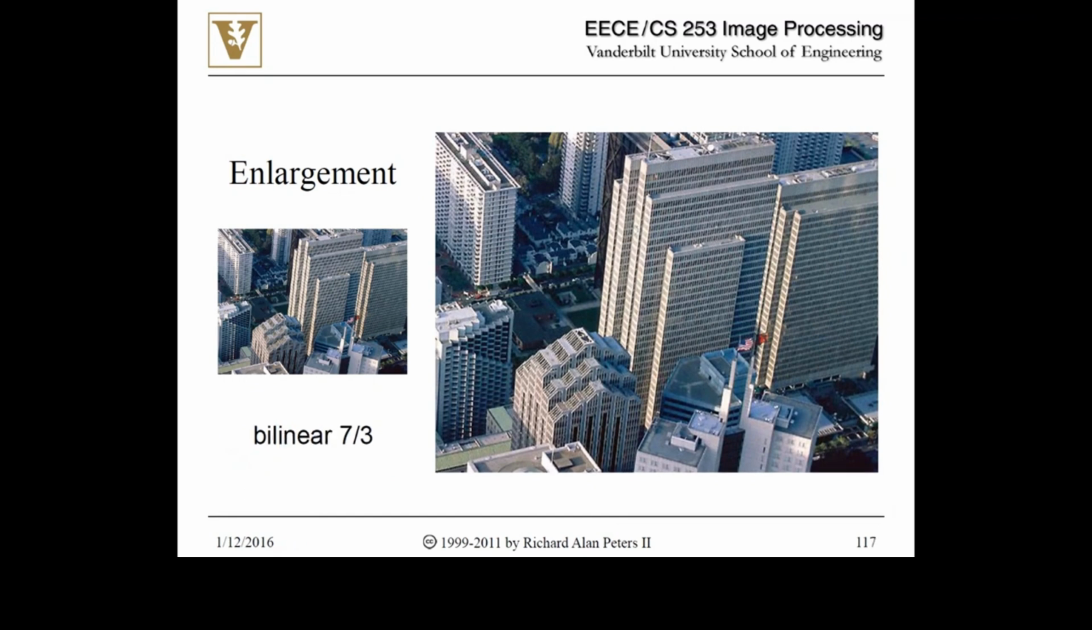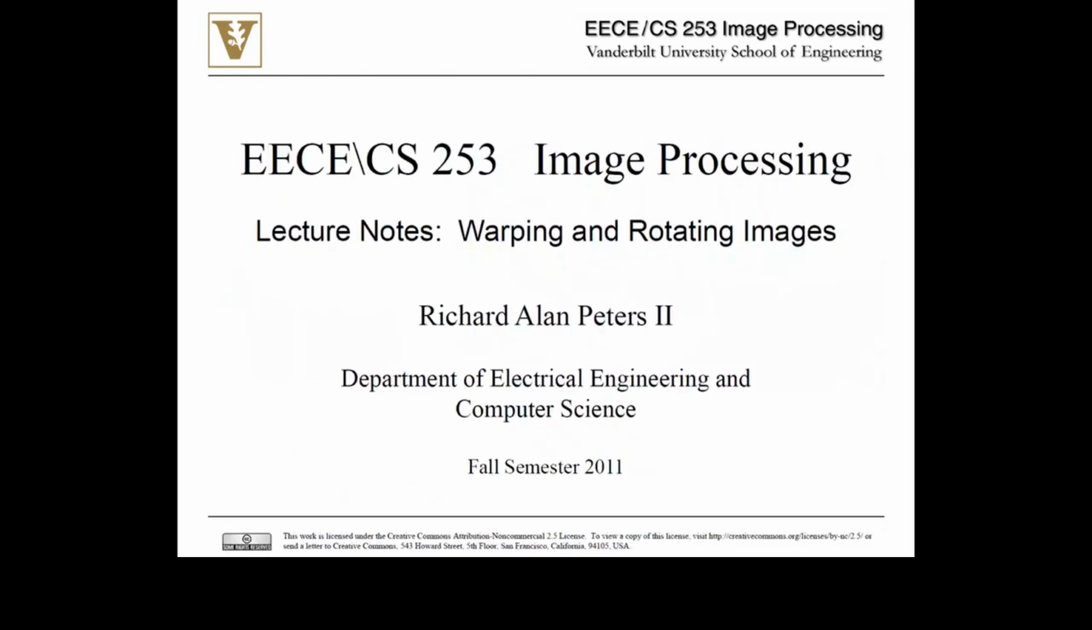And for instance, we can look at some high frequency detail. Like, for instance, this flag here. And the flag is much better in the bilinear than in the nearest neighbor, and in the bicubic than in the bilinear. So how you interpolate it is very important. Any question?